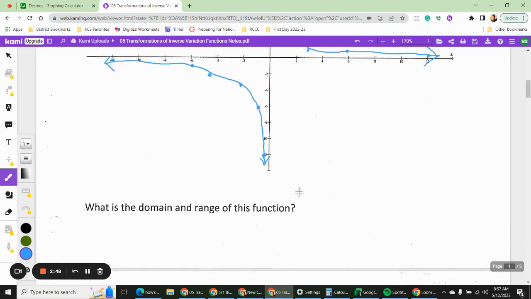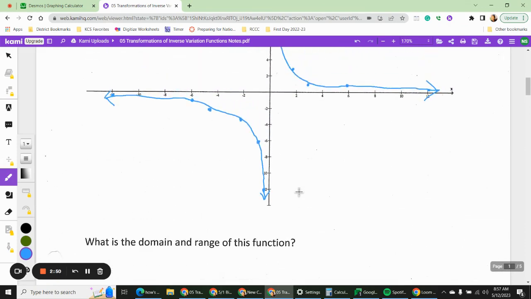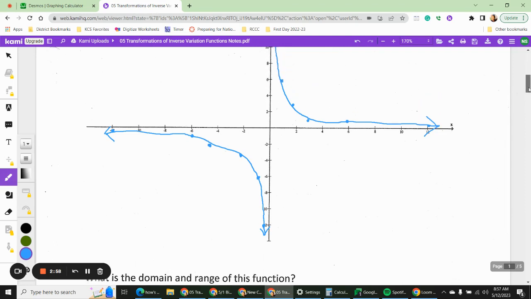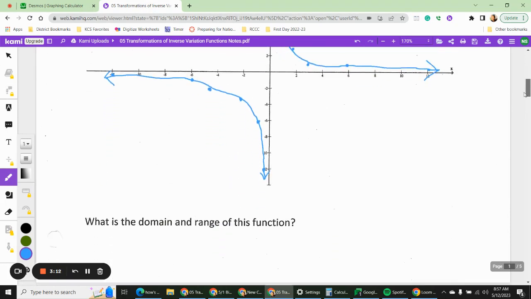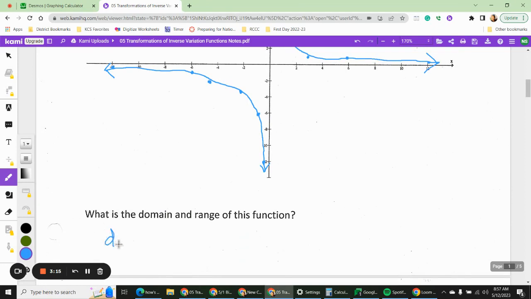So let's talk about the domain and range. For this type of function, we've never had a function where it had two parts. The graph has two branches in this case. This time, there's a couple of things. We already noticed that x cannot be 0. And remember, our domain is the x values. Our domain tells us what numbers x can be. In this case, x can be any number except for 0. So I'm going to say the domain is all real numbers except for 0. Or I can write that as x cannot equal 0.